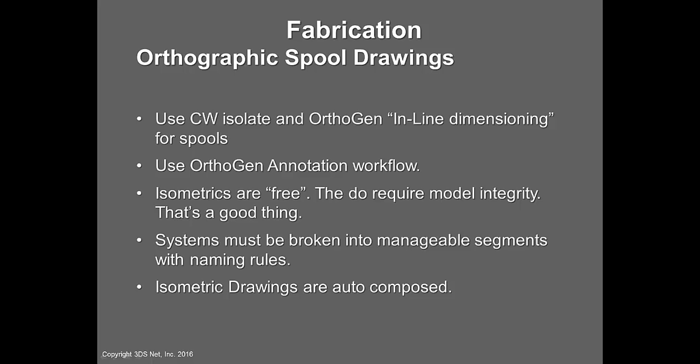For spool drawings, IsoGen is the industry standard for piping isometrics and spools. IsoGen ISOs are sometimes considered almost free. They're not. They do require model integrity, and that's a good thing, being able to trust your model. The piping systems must be managed, and they ought to be broken down into segments with some sort of naming or stop signs, in order to fit piping on a single drawing sheet where it is legible. IsoGen drawings are auto-composed. Long pipe run lengths are shortened on the ISO to make them fit on the sheet.